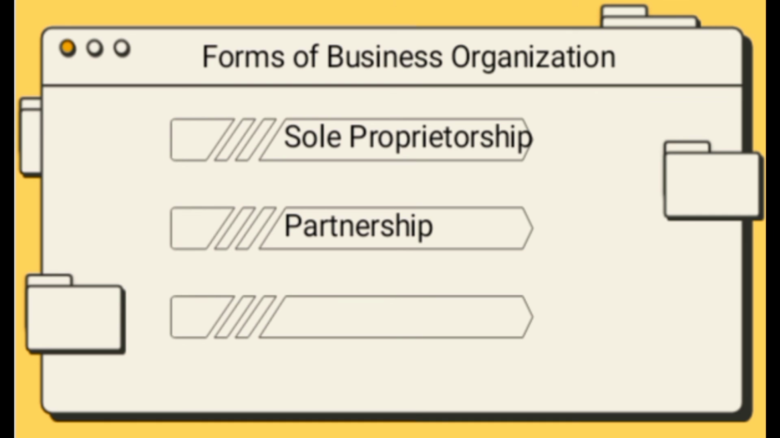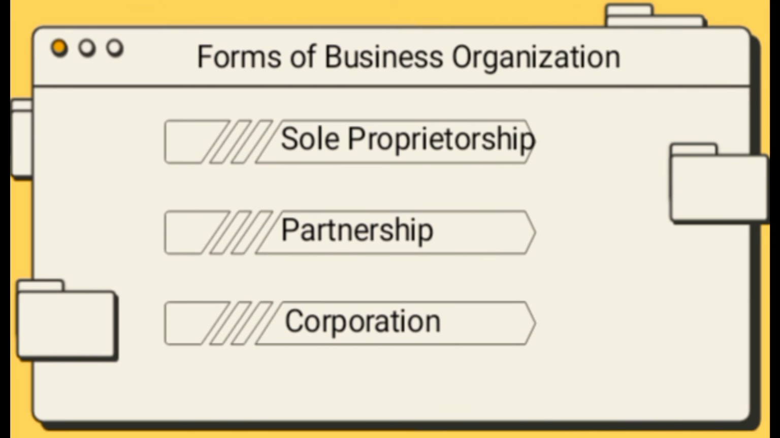Disadvantages: unlimited liability, general partnership, limited partnership. Partnership dissolves when one partner dies or wishes to sell. Difficult to transfer ownership. And lastly, corporation.